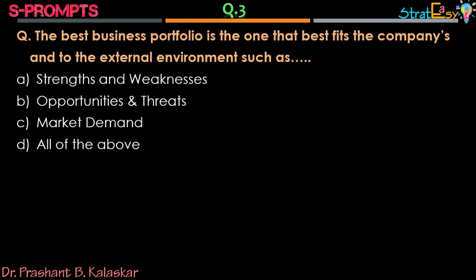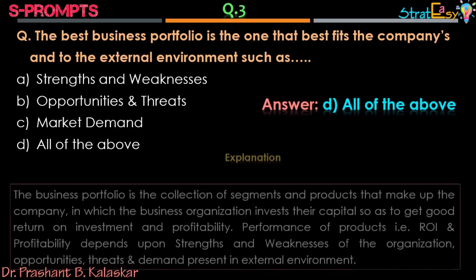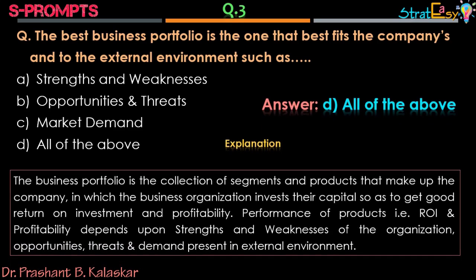Question number 3. The best business portfolio is the one that best fits the company's and the external environment, such as, and the right answer is option D, all of the above. The business portfolio is the collection of segments and products that make up the company, in which the business organization invests its capital so as to get a good return on investment and profitability. Performance of products, that is ROI and profitability, depends upon the strengths and weaknesses of the organization, and the opportunities, threats and demand present in the external environment, and hence the right answer for this question is option D, all of the above.